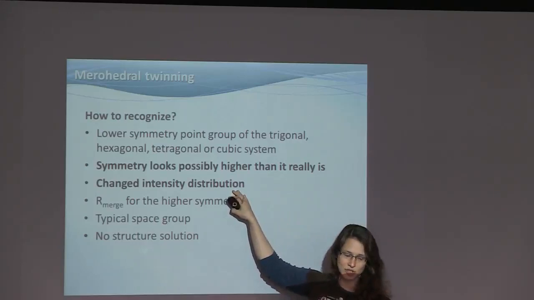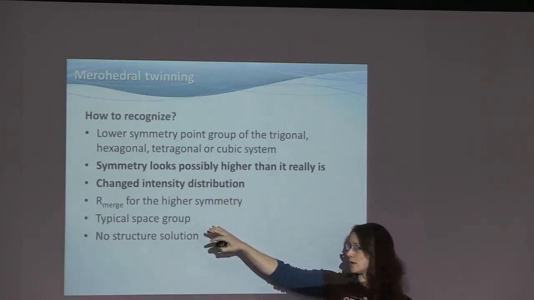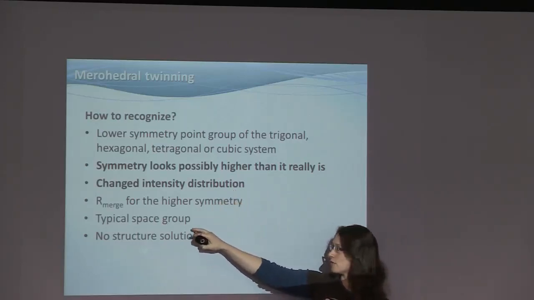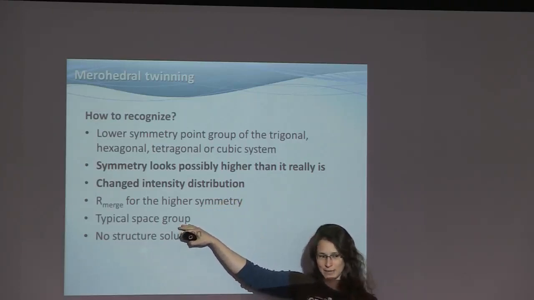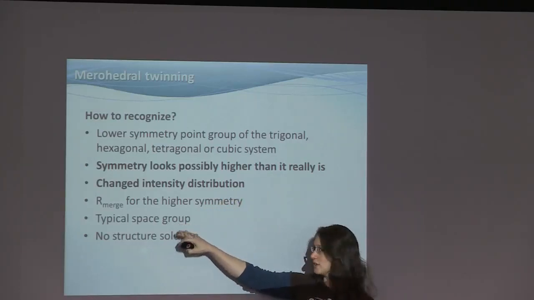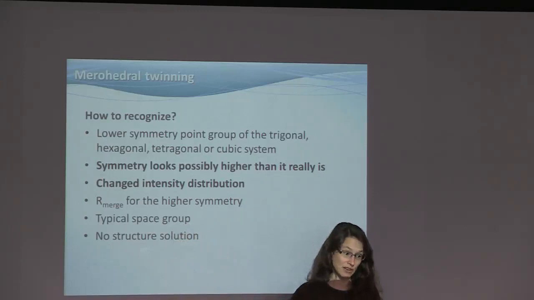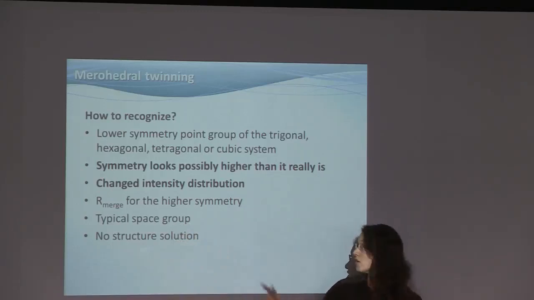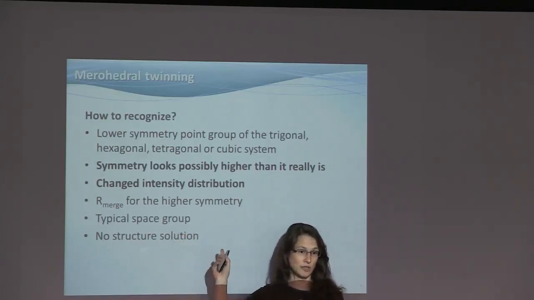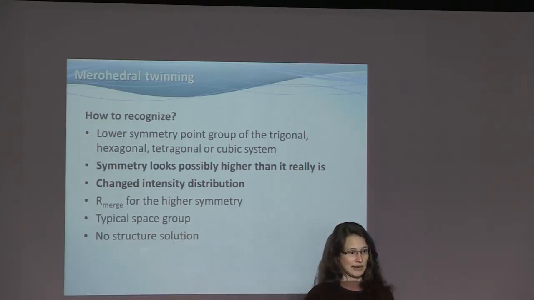The intensity distribution has changed. You can also see it from our merge. I'll show an example in one of the next slides. There are typical space groups where this happens preferentially, and you can possibly not find a structure solution. That's often when people cannot find a structure solution and they start looking for pathology, they look for twins.